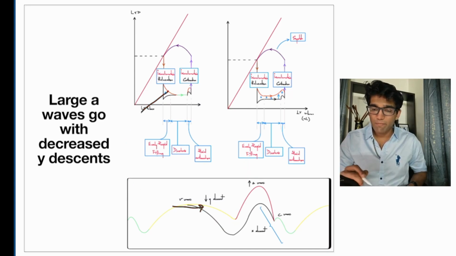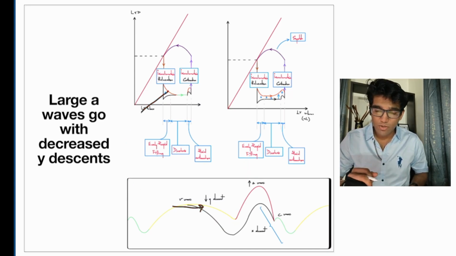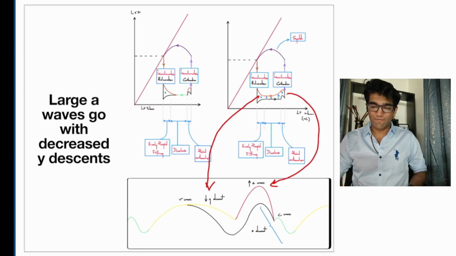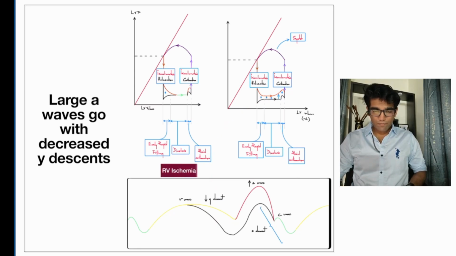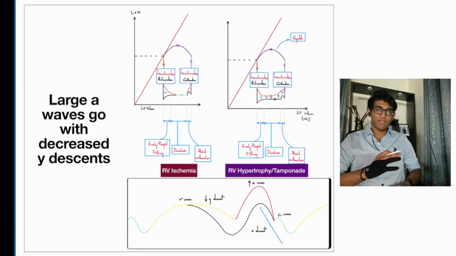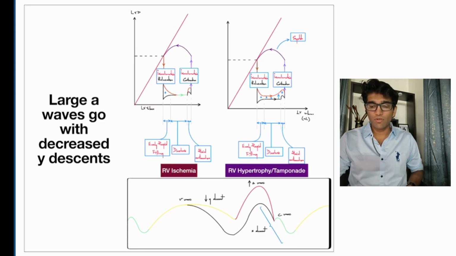Similarly, when there is a hypertrophic cardiomyopathy or there is hypertrophy of the right ventricle due to any cause, there is decreased ventricular filling throughout the whole of diastole. That corresponds to a decrease in Y descent, and the atrium then has to contract more. That corresponds to an increase in A wave. Okay, so RV ischemia and RV hypertrophy or external pressure on the RV due to tamponade both cause an increased A wave.